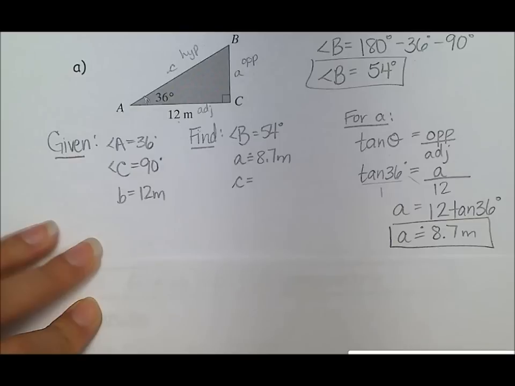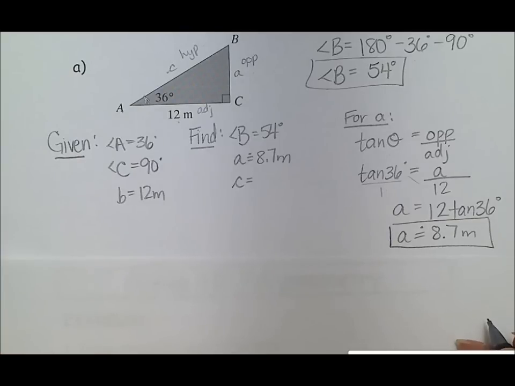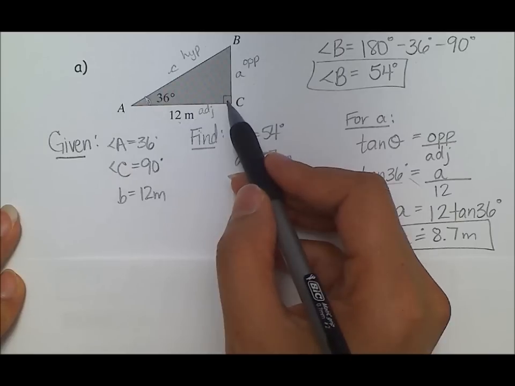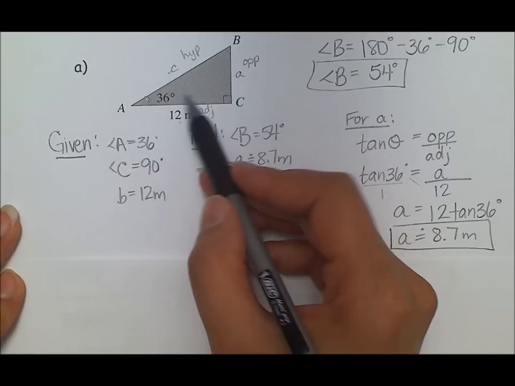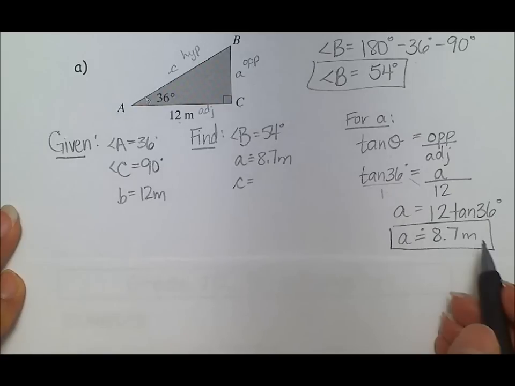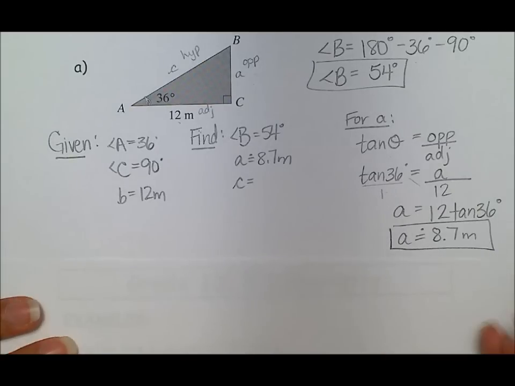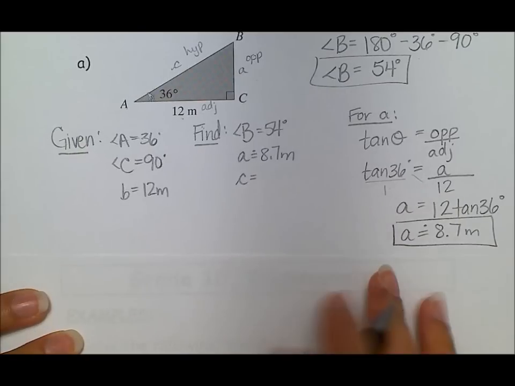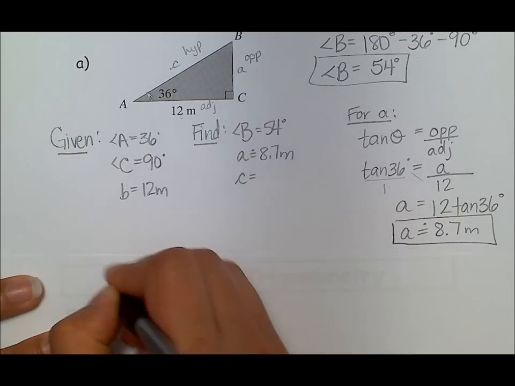Okay, and then the last piece of information that I need to solve for is little c. And because this is a right angle triangle, I could use Pythagorean theorem to solve for the hypotenuse. Or instead what I could do is use another trig ratio. So that's what I'm going to do. I'm actually going to use a different trig ratio. So let's solve for little c.